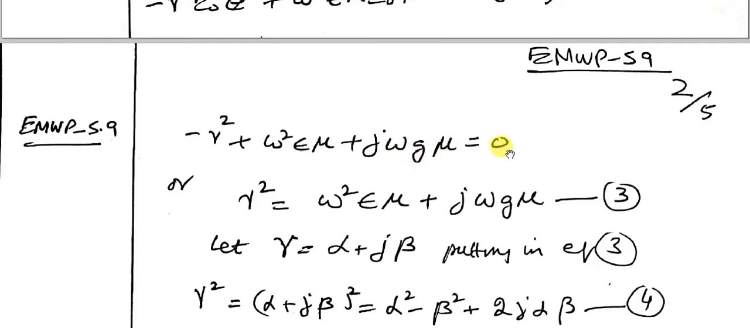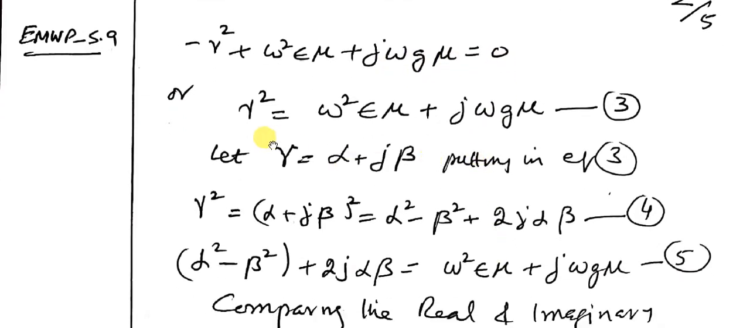We can write, rearranging the equation above, gamma square is equal to omega square epsilon mu plus j omega sigma mu. This is equation number 3.